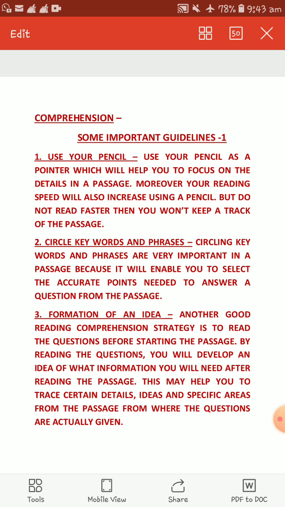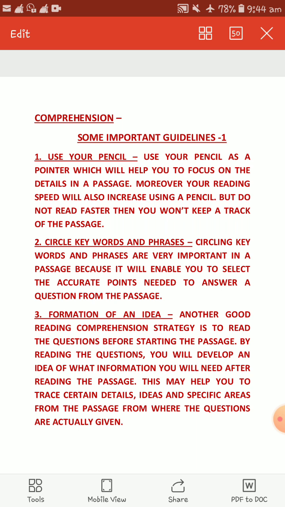So remember 3 important basic points. Use your pencil. Pencil will act as a pointer. It will also help you to keep a steady speed while you read the passage. But having said that, don't read the passage too fast. If you read a passage too fast, then you won't keep track of the passage.